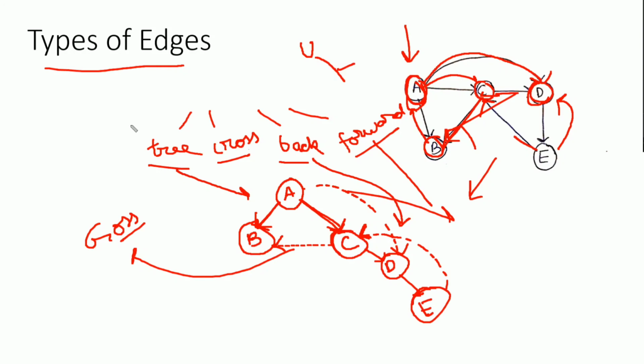So basically there are four types of edges. In graphs there is a concept of articulation points and bridges, where we have to use the concept of back edge. This back edge concept is important in the case of articulation points and in the cycle detection algorithm. So these are the types of edges.